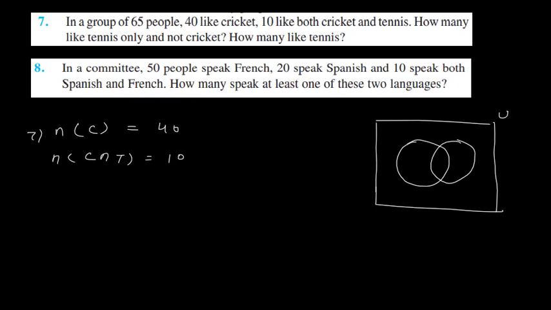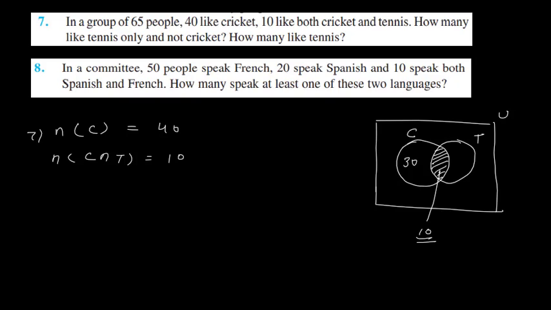So this is 40 people who like cricket. Let us say this is the set of cricket, this is the set of tennis. 10 like both. So this part, which I am shading, is those liking both the games. This part is 10. The complete C is 40. Out of this, 10 is included in both. So this part, if I see, is going to be 30.